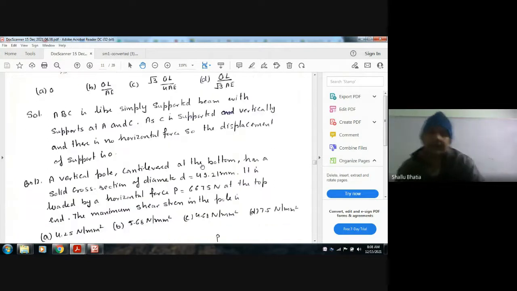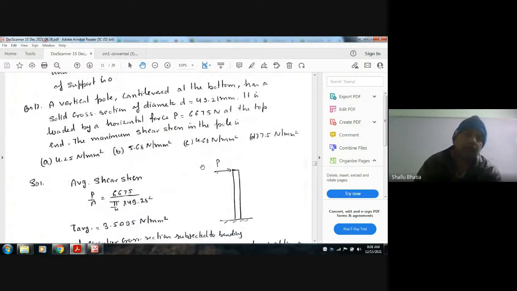Okay. Next, a vertical pole cantilevered at the bottom has solid cross section of diameter D 49.21 mm.